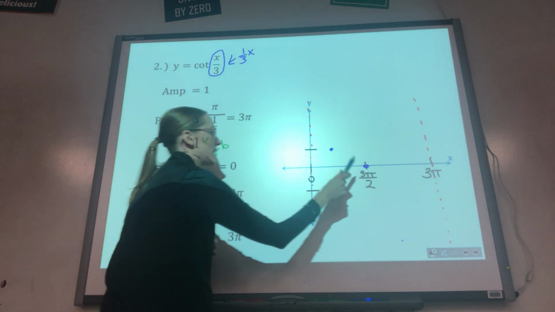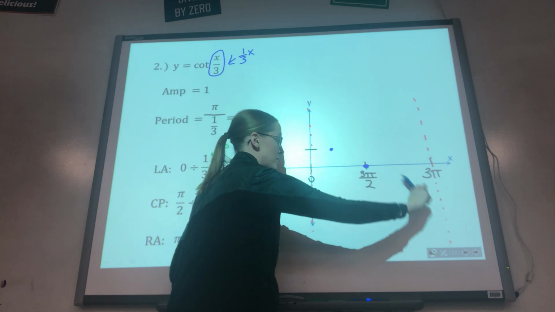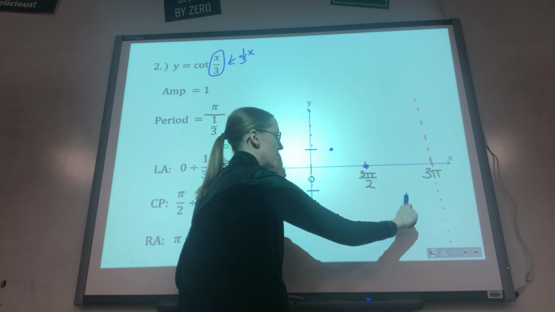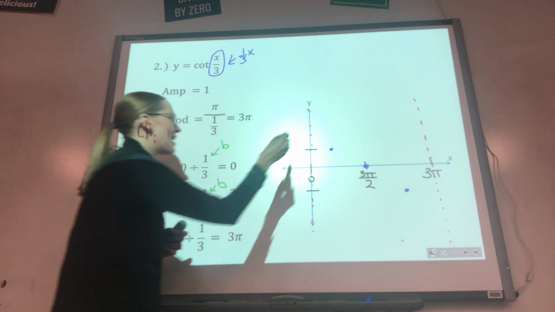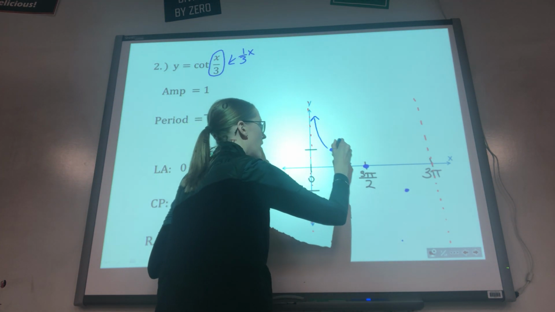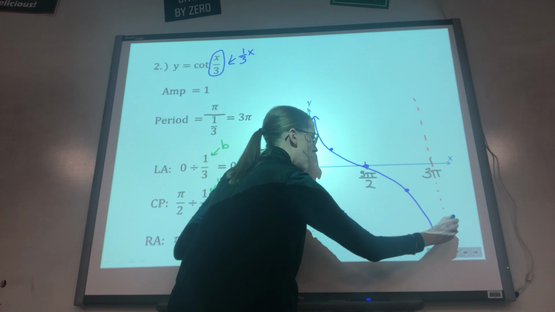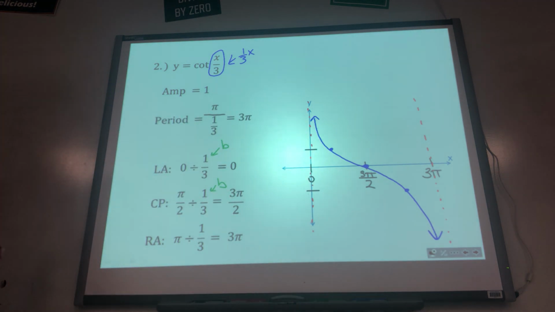Now, I'm doing cotangent again. So up to the left, down to the right. I'm going to go halfway between over there, down to my amplitude of -1, and there it is.